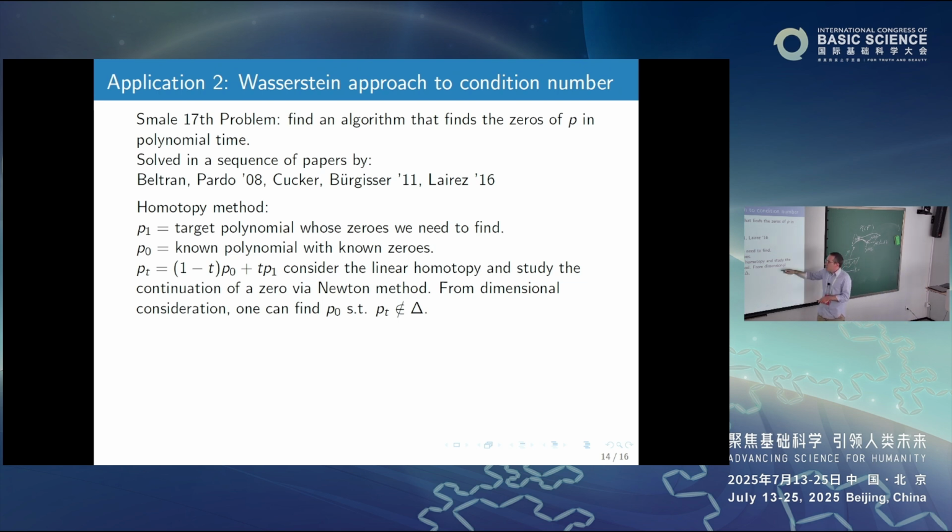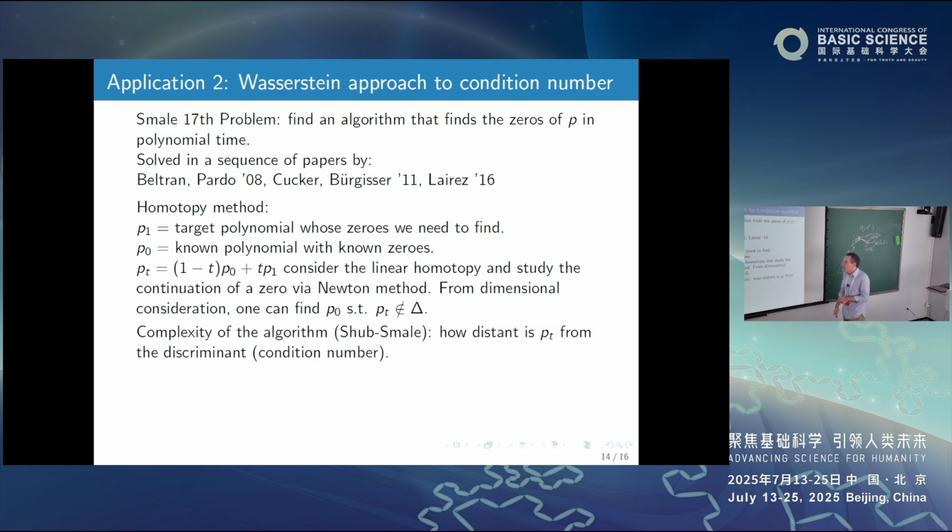Let's say via some dimensional consideration, since the discriminant has codimension 2, we are always able to find a Pt that does not go through the discriminant. But the complexity, in the sense of Shub-Smale, of this algorithm, so the amount of time that you need to run it, is bounded in terms of the distance of Pt from the discriminant. If Pt goes too close to the discriminant, the running time of this algorithm explodes.